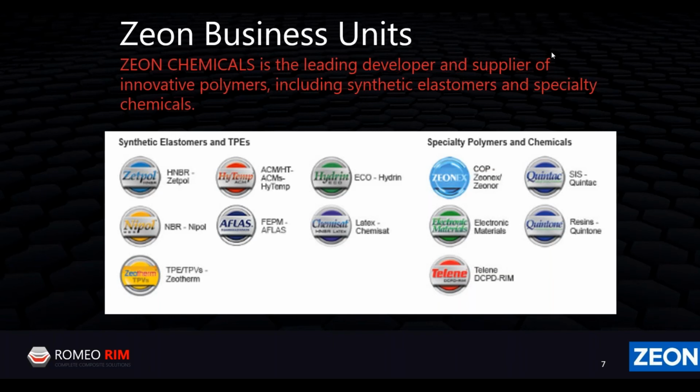But Zeon Chemicals is a global specialty polymers and elastomers and chemical company. What you see on the screen now are some of the different products that we manufacture globally. We're about 3,000 people globally. And so we're involved in everything from synthetic elastomers that are used for hoses, belts, gaskets, turbo hose, things like that, through the specialty division, which is where the DCPD product is utilized.